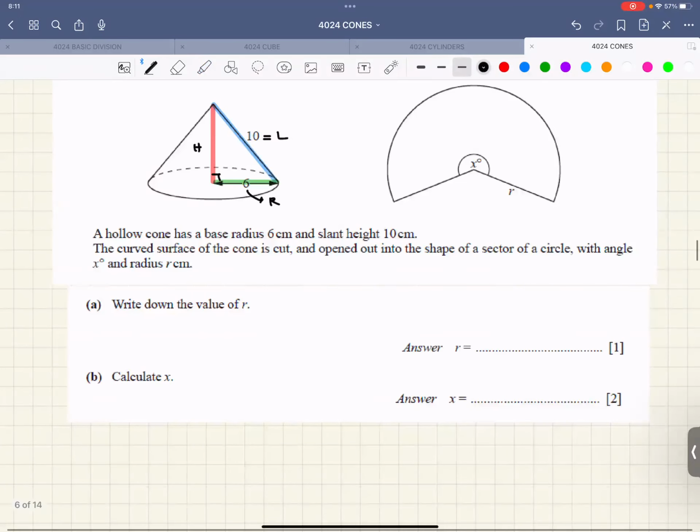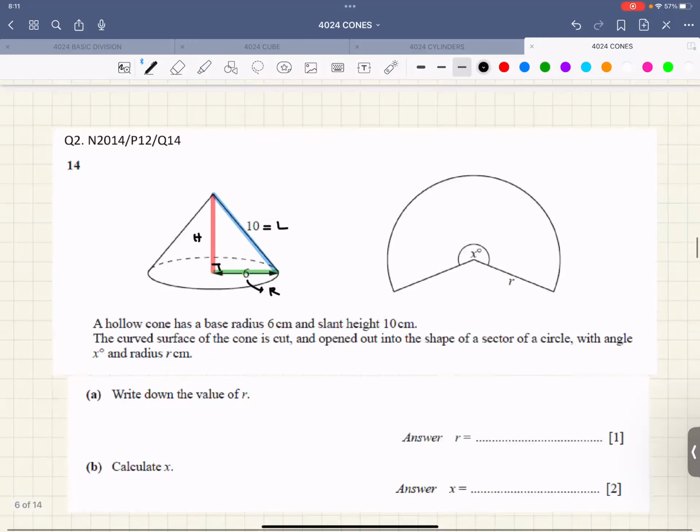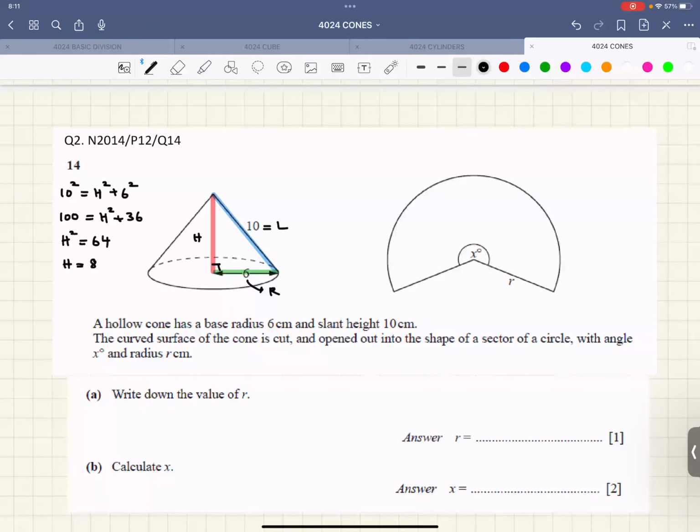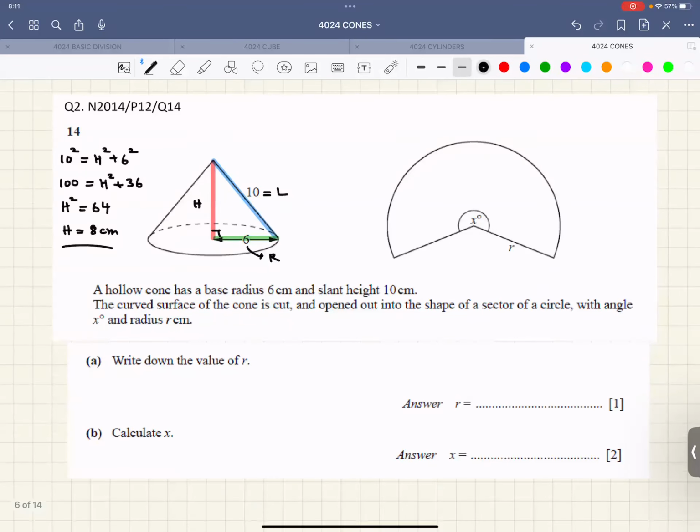So if they need this, let me just do some extra calculation. That is 10 square is h square plus 6 square. 100 is h square plus 36. H square is 64. Therefore, h is 8 centimeter, in case this is ever asked. Write down the value of r. Now, this r is for the cone. So let me make 2 columns. This is for the cone. This is for the sector.